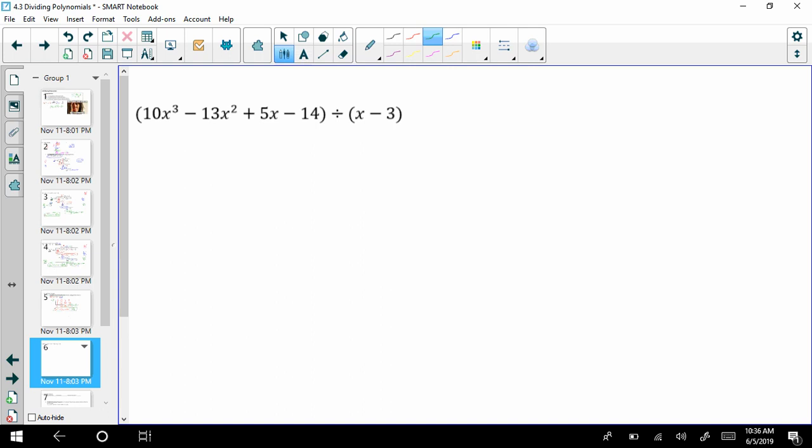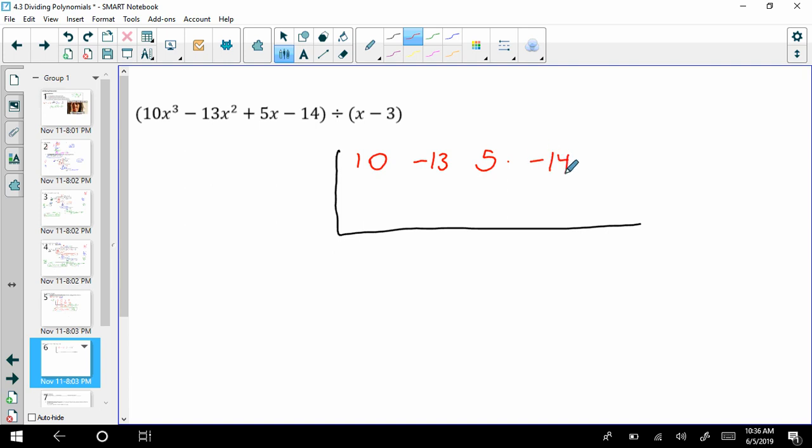Okay, let's try another one. So I'm going to set up my synthetic division. I'm going to put my coefficients 10, -13, make sure it's negative, 5, -14. Notice they didn't skip any terms, so I don't need a 0. Out front, I'm going to do a +3, because right now it was -3, but I'm changing it right away.